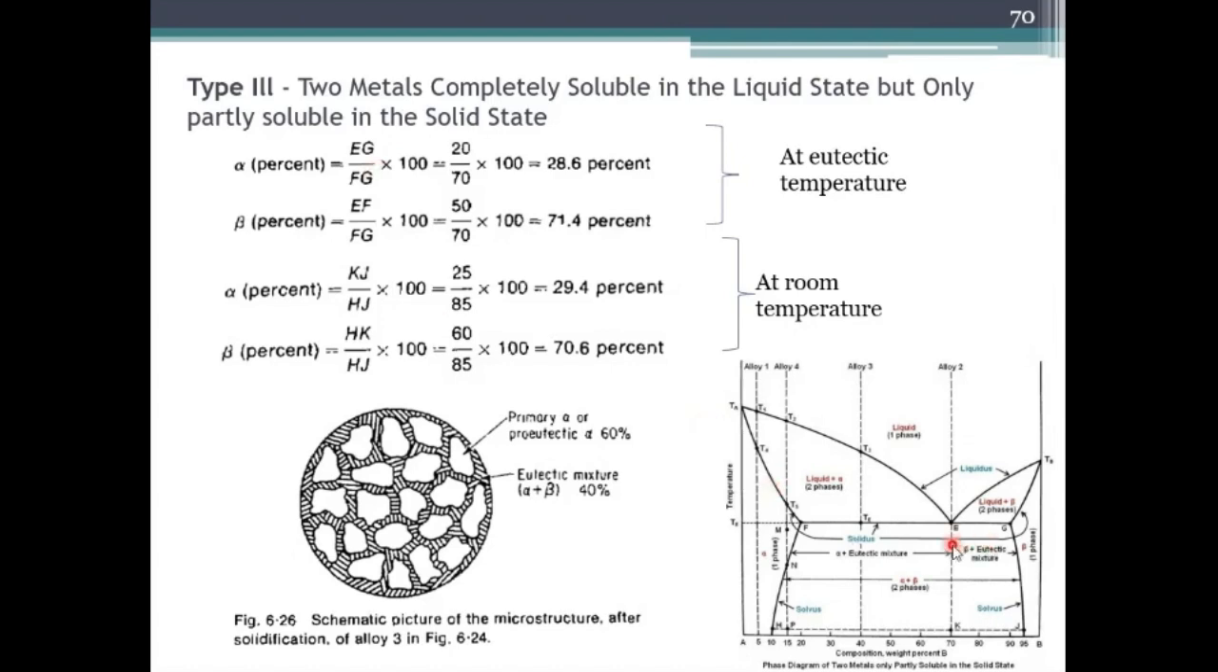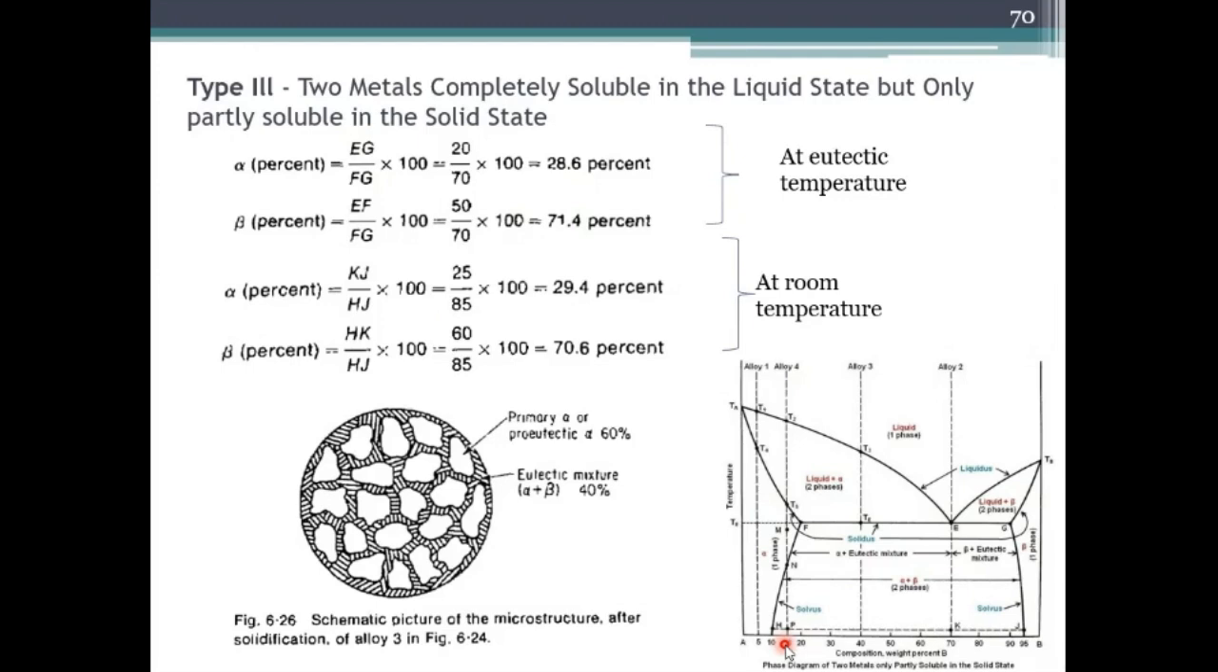For example, at the eutectic temperature, if you take Eg, this is beta, right? Alpha. Eg by Fg, where Fg is the total. So Eg by Fg will give you the alpha percent. The remaining, Ef by Fg, will give you the beta percent. Similarly, at room temperature, that is ordinary temperature on the baseline, Kj by Hj or Hk by Hj will give you the corresponding percentage within that region.